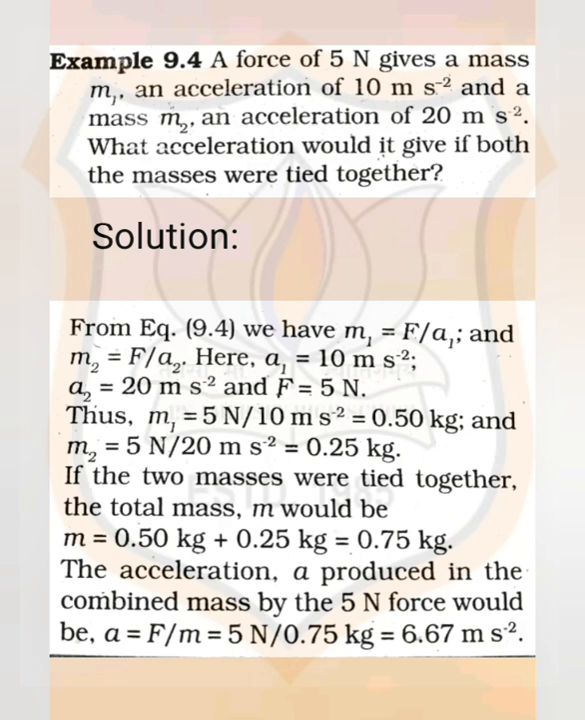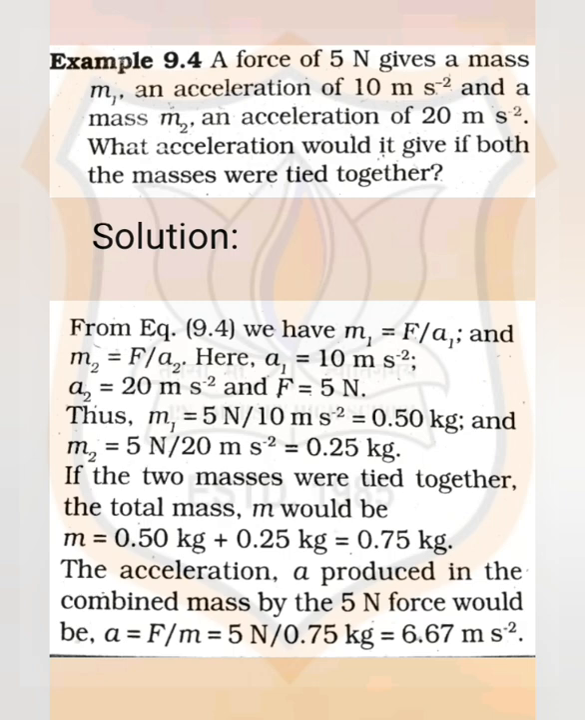Thus, on applying the formula m is equal to F upon a, for the first case, m1 is equal to F upon a1, that is 5 Newton divided by 10 meter per second square, which is equal to 1 upon 2 or 0.50 kg. And in the second case, m2 is equal to 5 Newton divided by 20 meter per second square, which is a2. On solving this, we will have 1 upon 4 kg or 0.25 kilograms.